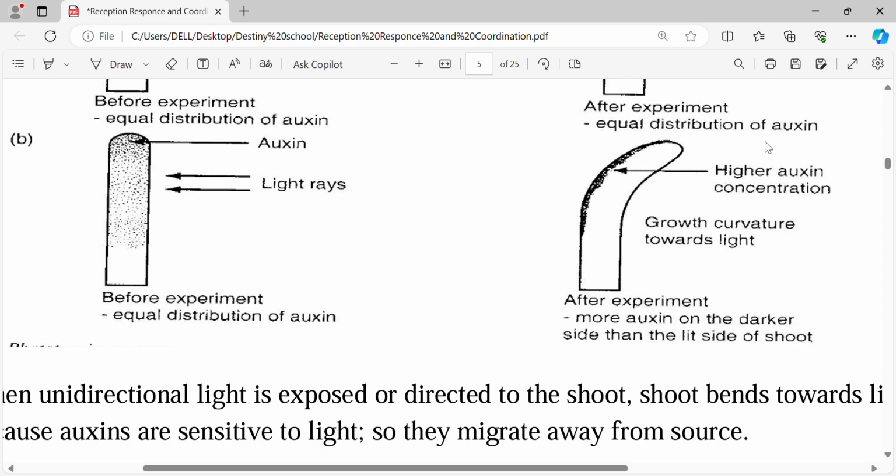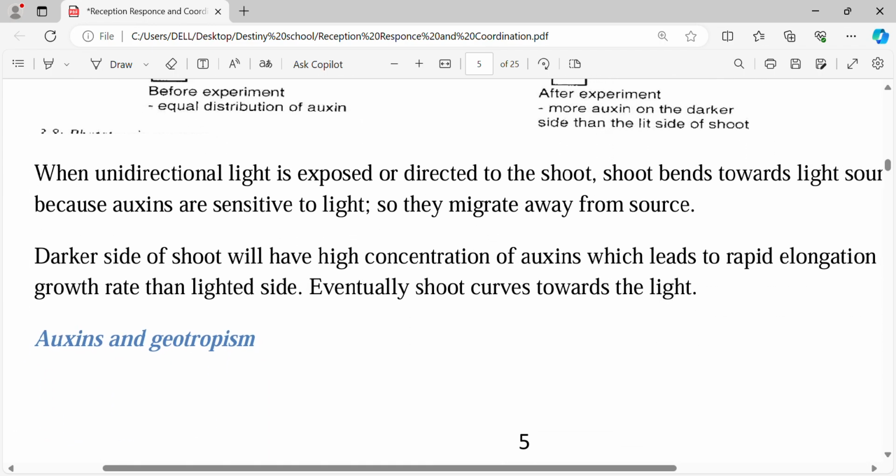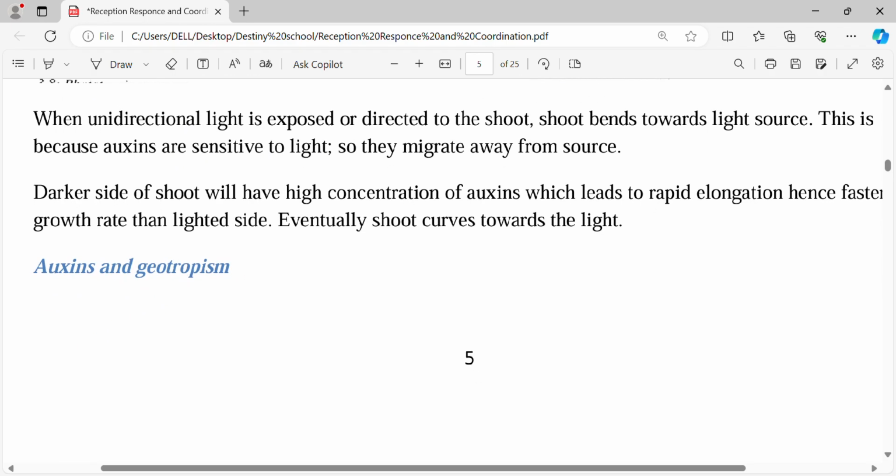So in the root, high concentration of auxins will inhibit growth rate. But in the shoot, because it is always the shoot that is growing towards the light, high concentration of auxins promotes faster growth rate. So that is what is happening. Maybe you can read this one also to get more content on the same.